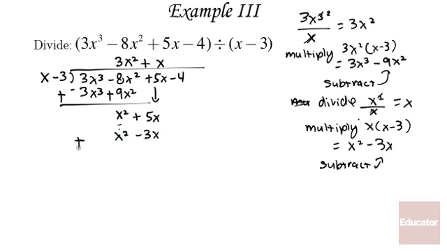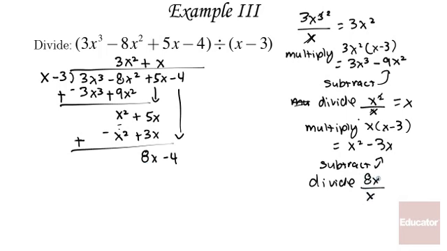Which is the same as adding the opposite. X squareds cancel out. 5x plus 3x is 8x. Bring down the next digit, which is negative 4. Again, divide. 8x divided by x. X's cancel, you get 8. Multiply. 8 times the divisor, x minus 3. That gives me 8x minus 24. Subtract.